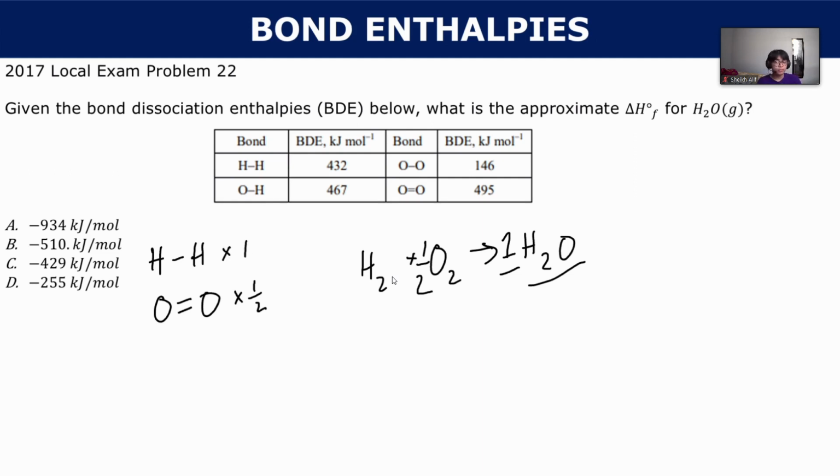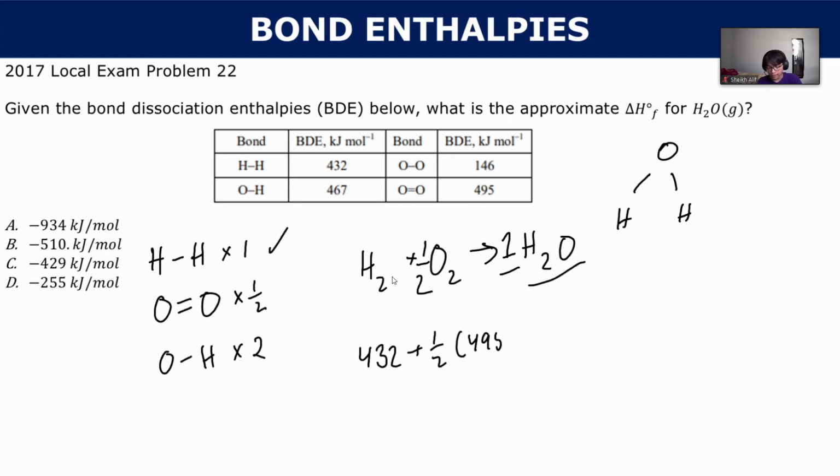When we need to produce something, we're going to need to produce 1 molecule of H2O. And H2O looks like this. So really, it's just two OH bonds, so OH times 2. Bonds broken are going to be positive. So 432, that's the HH over here, plus 1/2 times the oxygen that's double bonded.